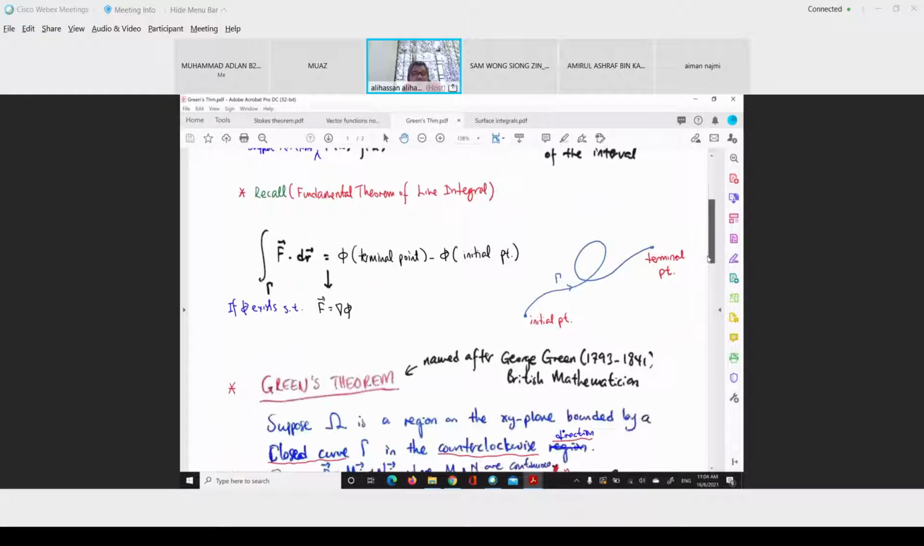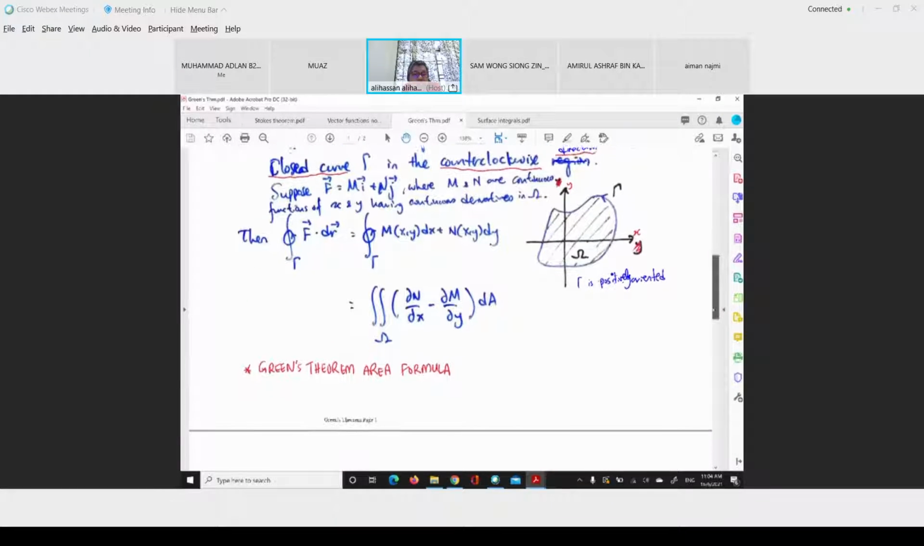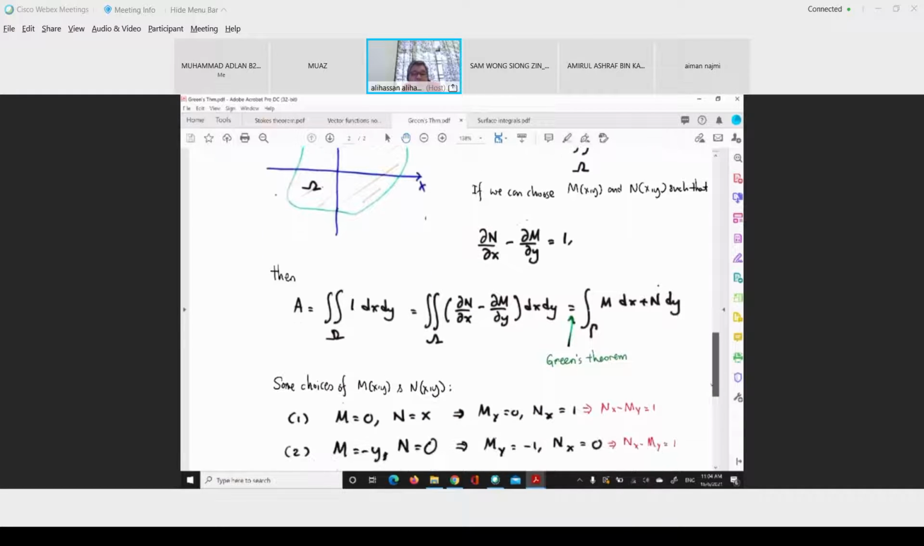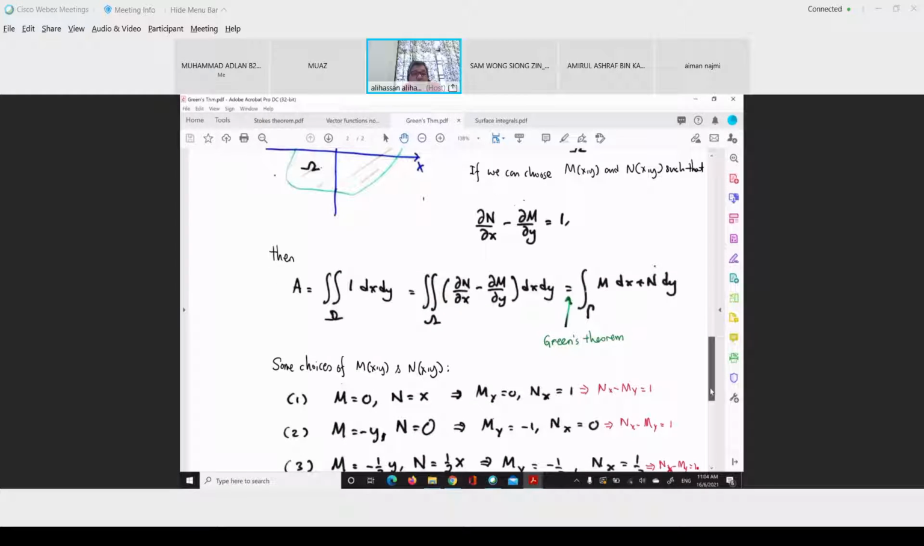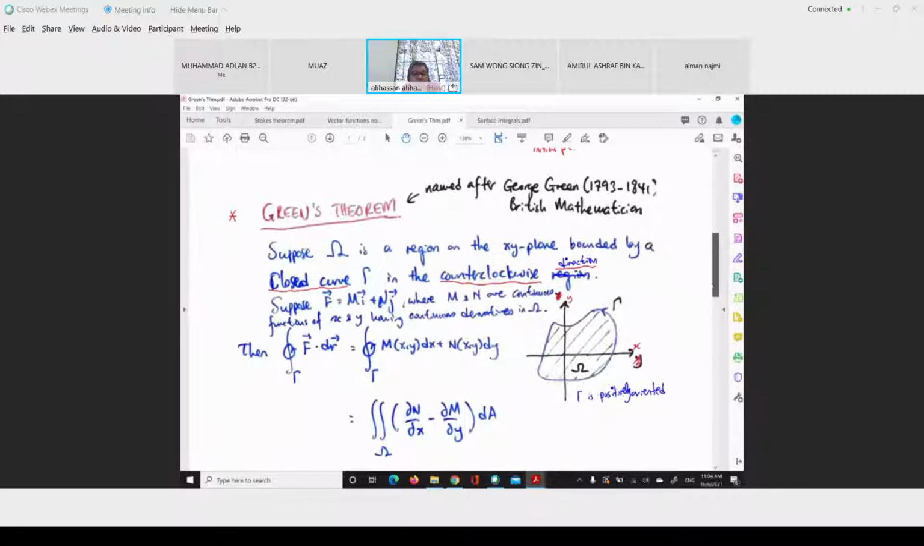Okay, I've uploaded the lecture material we discussed yesterday into the e-learning. Yeah, and we have looked at several applications of Green's theorem and also the Green's theorem formula here. So this is the statement of Green's theorem.